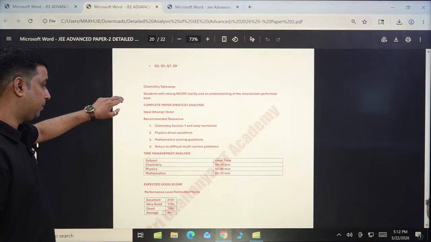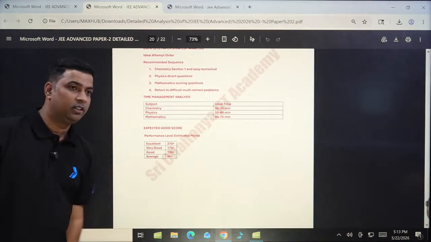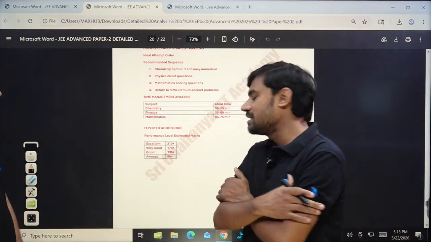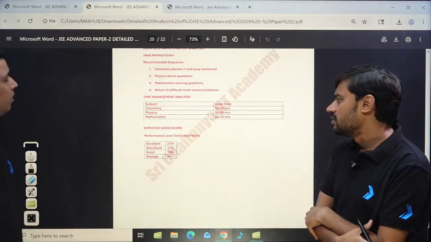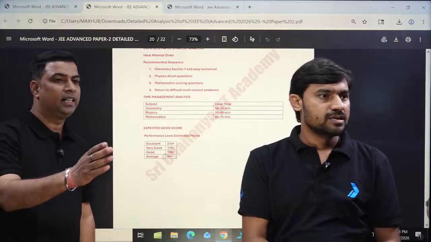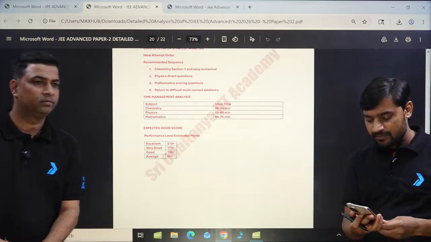So that was chemistry. If you are getting a 200 plus score, it is excellent. If you are getting 170 marks, then of course very good. 130 plus is a good mark. 90 plus is an average mark. Somebody was asking that he is securing 97 marks. Yes, it is an average mark.